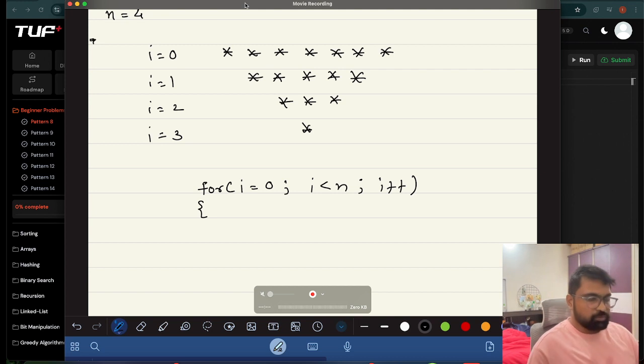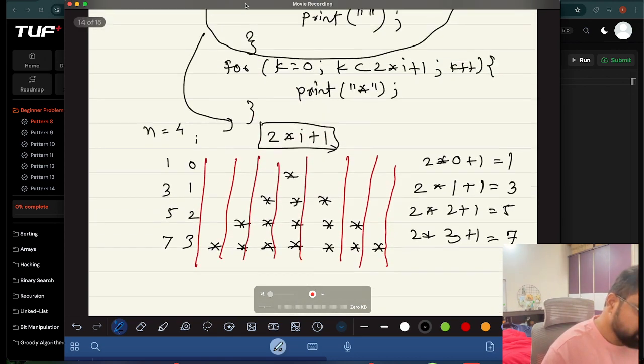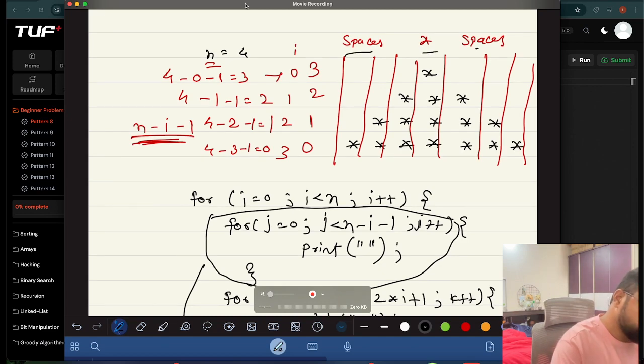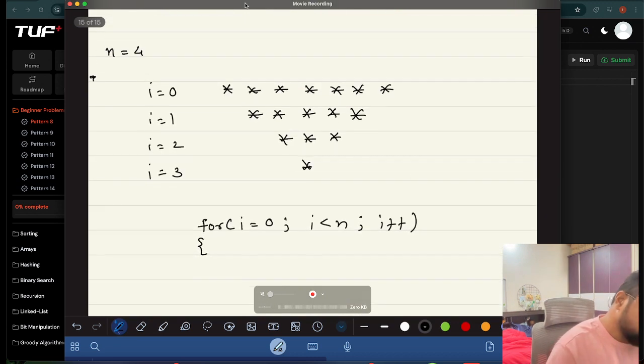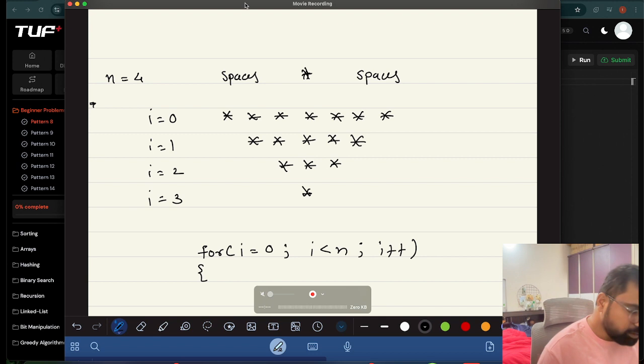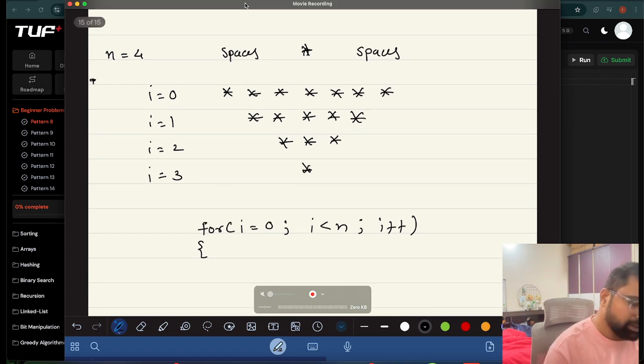Okay, so till now it is clear, right? So here also we have to follow the same pattern as per our last problem that we did earlier, where we had spaces, star, spaces. So it is the reverse of it. So here also we want to print spaces, then print asterisk or star, and then again spaces are there. So let's try to build a logic for spaces.